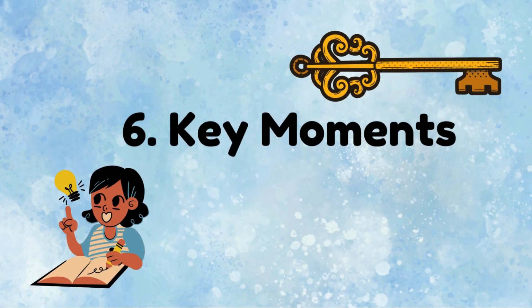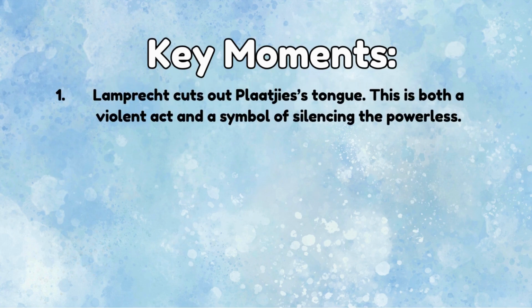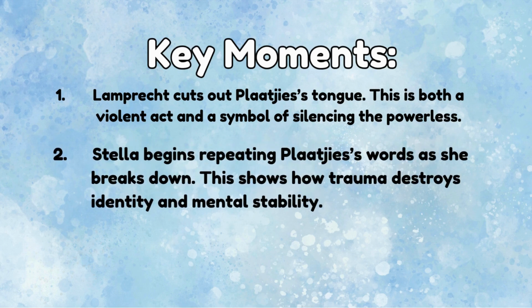Number 6. Key moments. 2 key moments stand out. Lamprecht cuts out Plachis' tongue. This is both a violent act and a symbol of silencing the powerless. Stella begins repeating Plachis' words as she breaks down. This shows how trauma destroys identity and mental stability.